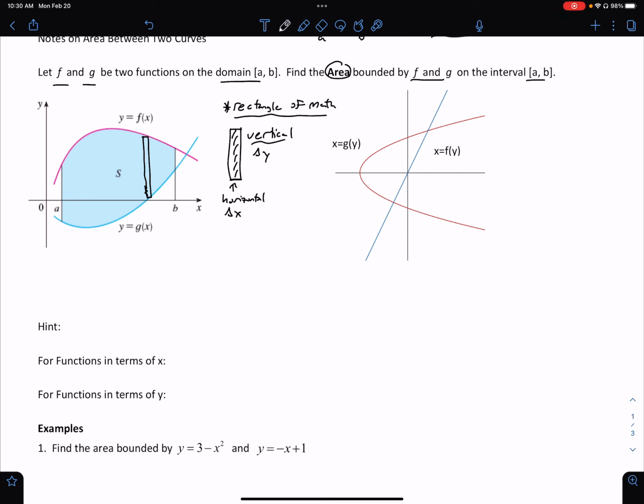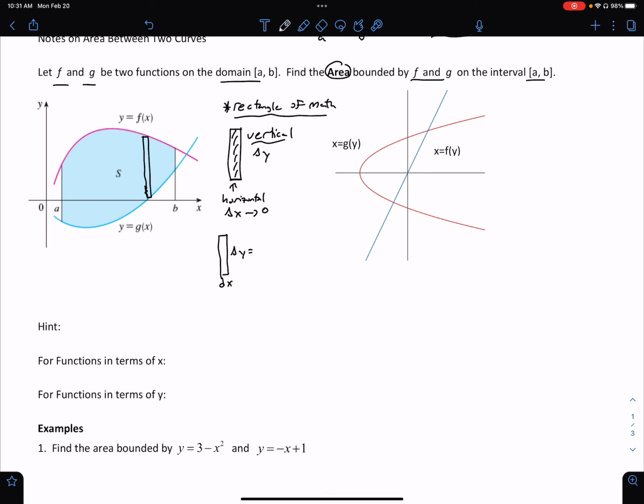Now, what we're going to do is let delta x go to 0. And when we do that, our new rectangle just becomes this. Delta x going to 0, we call that dx. This is still delta y. We can't let that go to 0 because this height will always remain a certain height, but we can change the width of our rectangle.